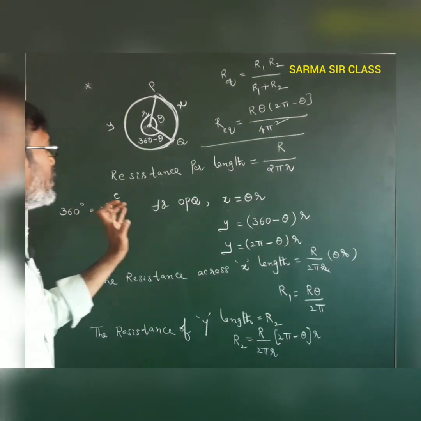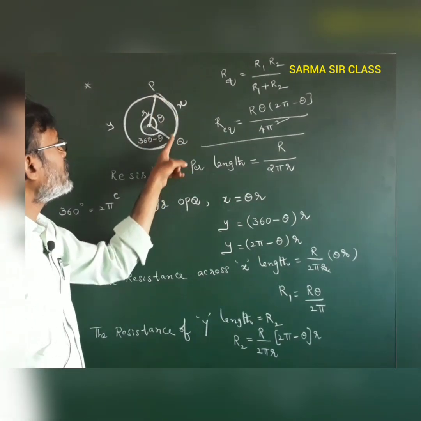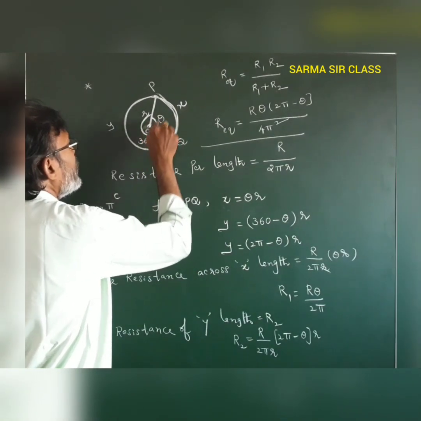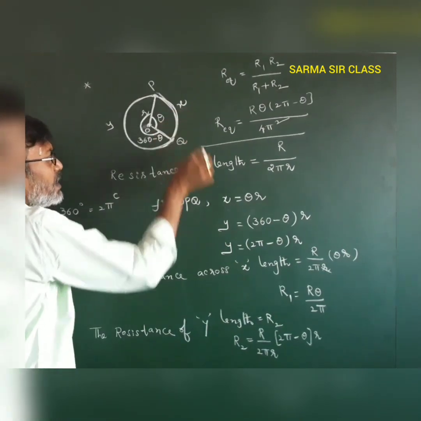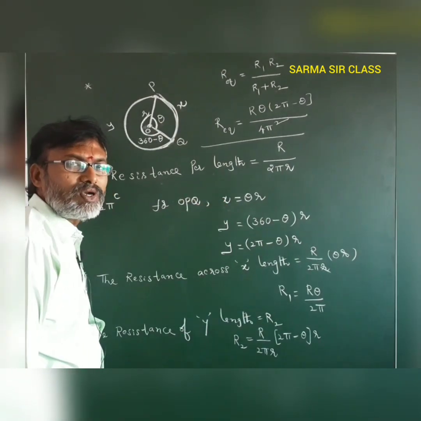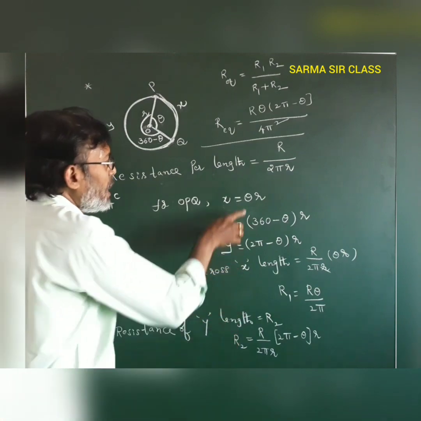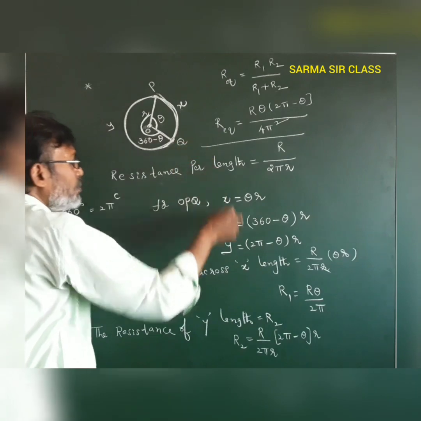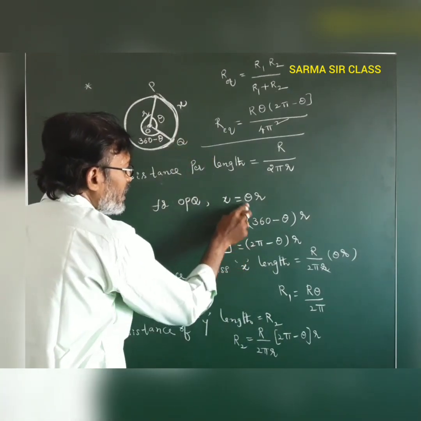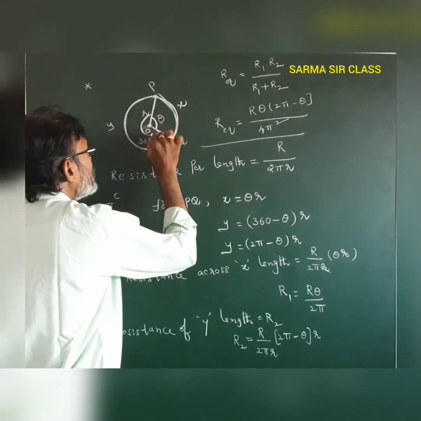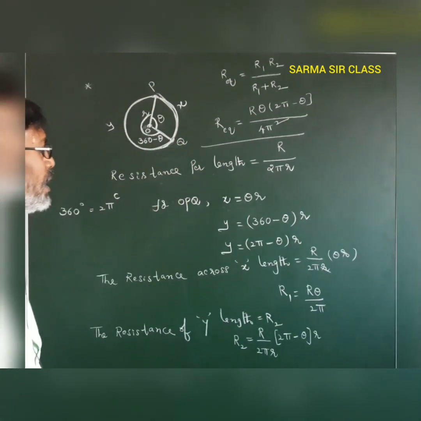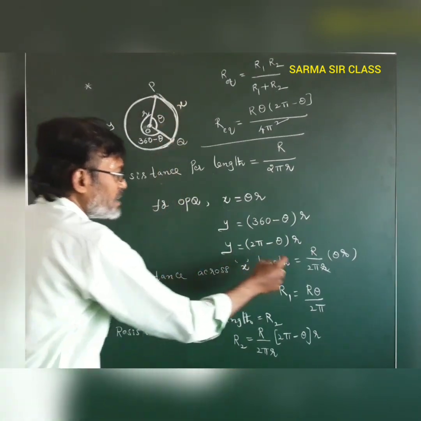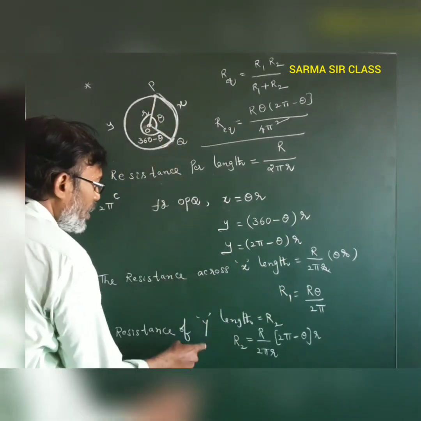And then for this segment, the OPQ segment, what is the length? x is equal to arc length, which is angle into radius. Angle is theta, radius is r. And then for the y segment, what is the total angle here? 2 pi minus theta, and the radius is r. Then the x length consists of R1 resistance, and the y length consists of R2 resistance.